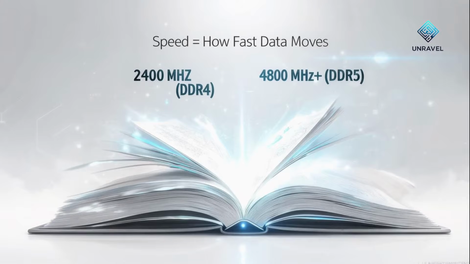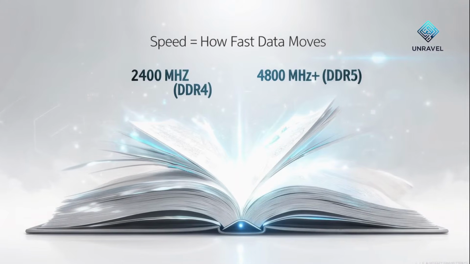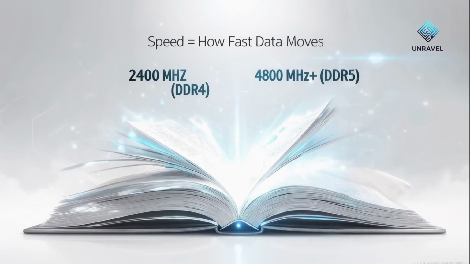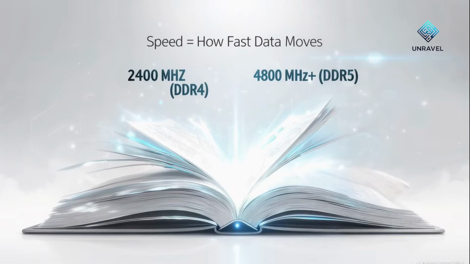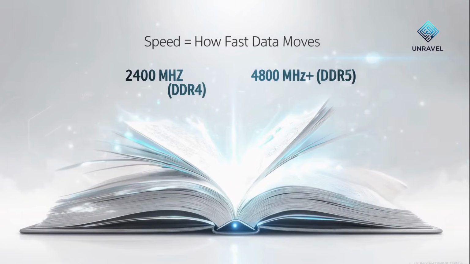Speed, measured in megahertz. Faster RAM means your CPU can grab data quicker. Think of it like how fast you can flip through the pages of a book. DDR4 RAM might run at 2400 megahertz, while DDR5 can reach 4800 megahertz or more.